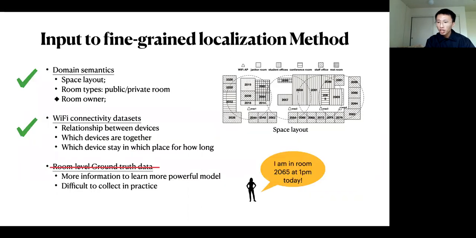So how can we know the room location of a user given the region? There are several things we can use, and we design the fine-grained localization algorithm based on the following information. First is domain semantics, and the second is the Wi-Fi datasets. If we also have room-level ground truth data, such as some device is in some room at some time instance, it will provide much more information to learn a more powerful model. However, it's often difficult to collect such ground truth data in practice, so we do not assume it in our solution.